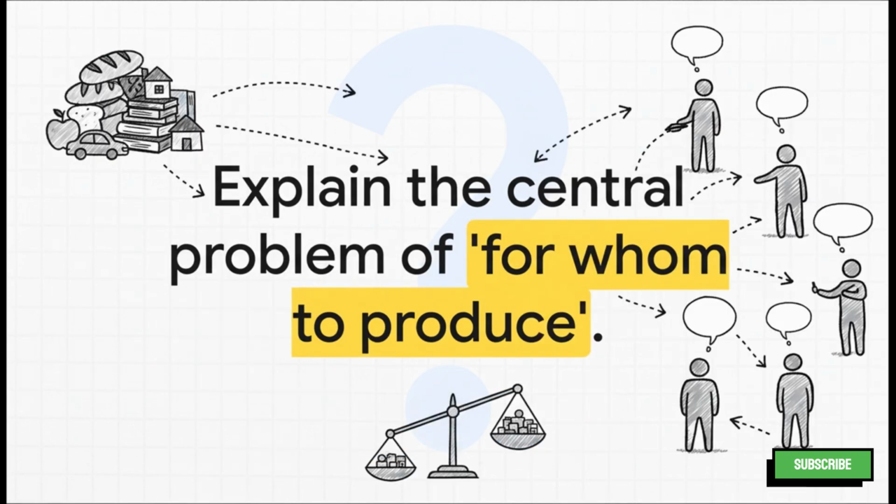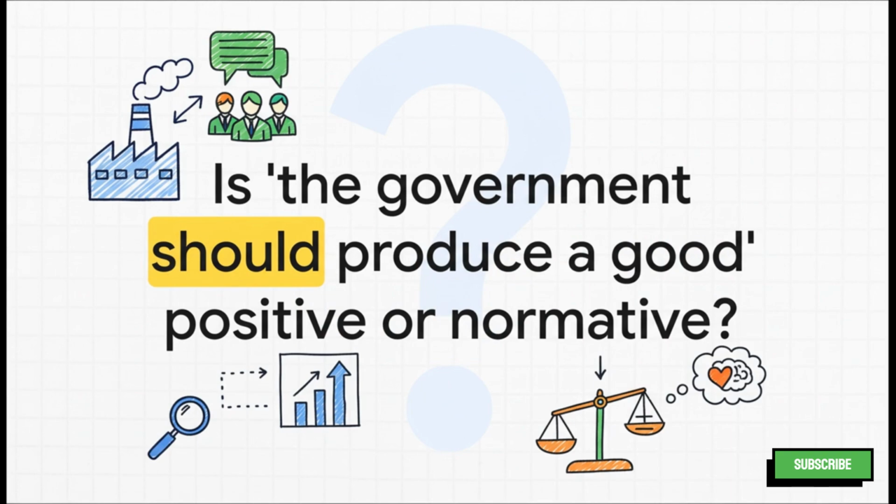Question number 2. Let's talk about the problem of for whom to produce. What does that really mean? Well, this gets into the distribution side of things. How is everything that we produce going to be divided up among the population? Who gets what slice of the pie? This is the fundamental question behind policies you see every day, like the public distribution system or ongoing debates about things like wealth taxes.